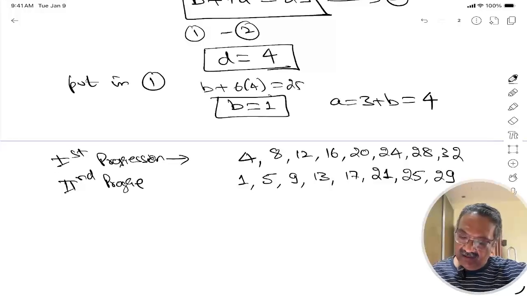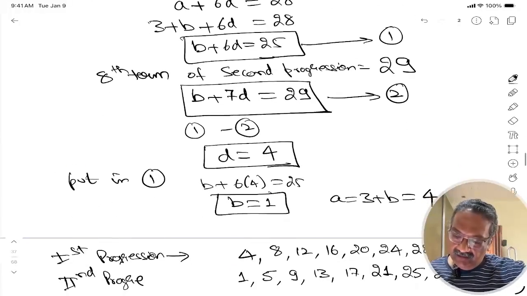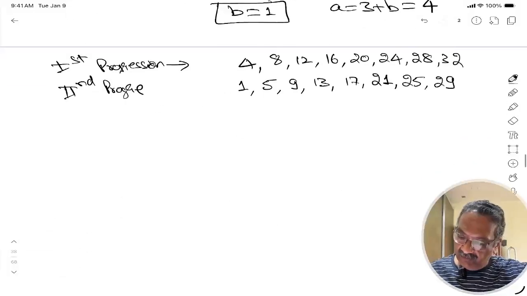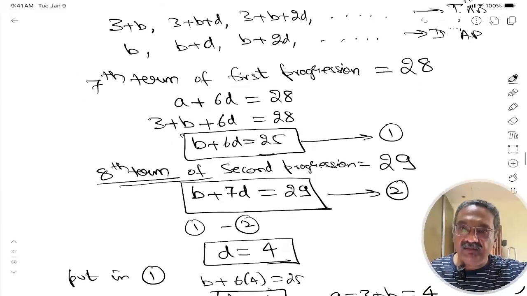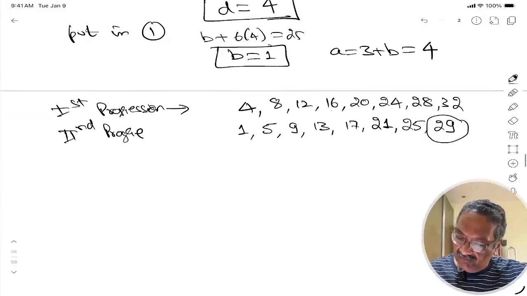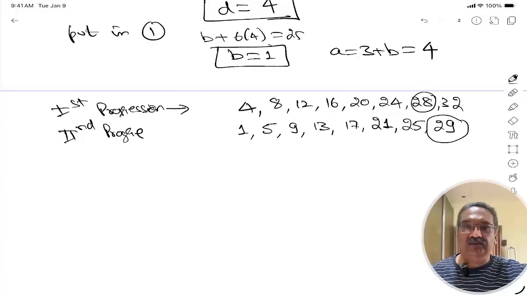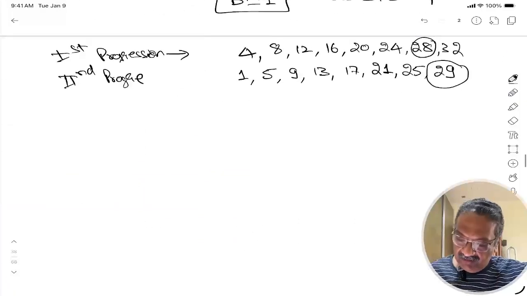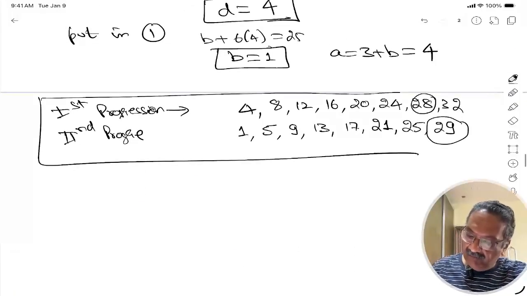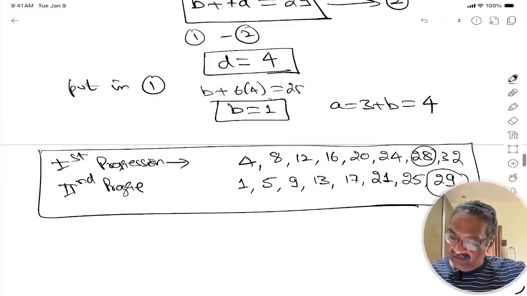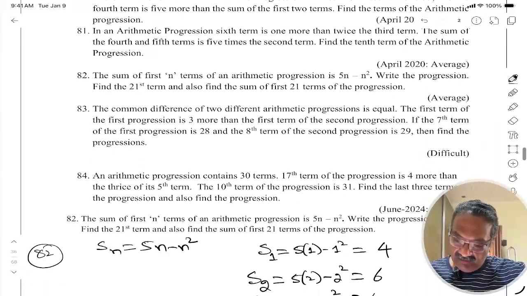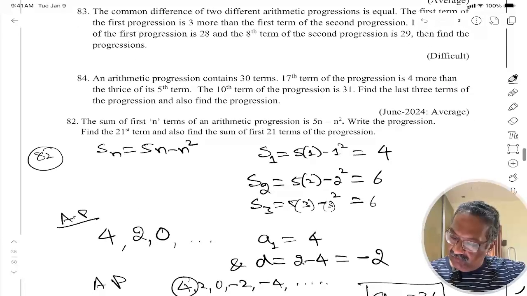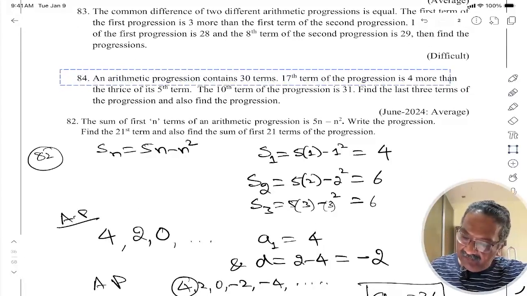25, 29. Let us check the 8th term of the second progression: 1 2 3 4 5 6 7 8. So the 8th term is 29, and the 7th term of the first progression, 1 2 3 4 5 6 7, is 28. Both are matching, so this is the answer. We cross verified also. Now the 83rd question is over. Now the 84th question.